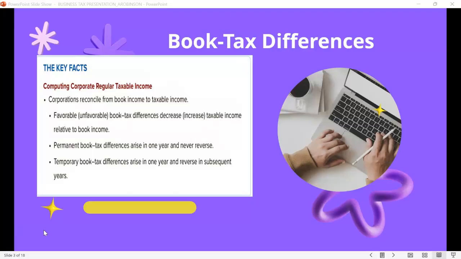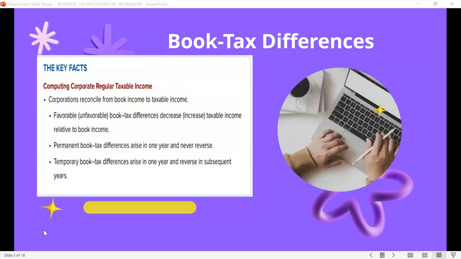We have the temporary differences, which we talked about earlier, and permanent differences. Beyond that, the differences can also be categorized as favorable book tax differences, which decrease taxable income, versus unfavorable book tax differences, which increase taxable income. Why this matters is that companies must track these differences and reconcile them annually.